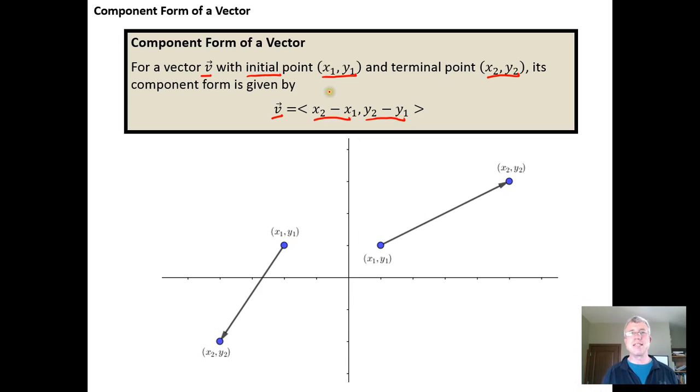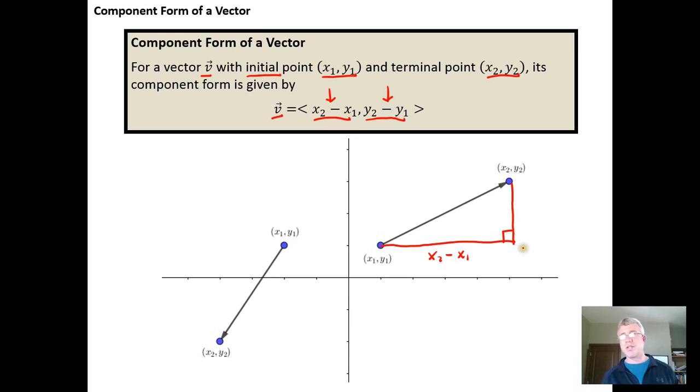And what we want to recognize is that this difference here is just a directed distance in the horizontal direction, and this is just a directed distance in the vertical direction. And what I mean by that is, let's take a look at these two generic vectors here. I have one with initial point x1, y1, terminal point x2, y2. And if I break this into a horizontal and vertical component, creating a right triangle, this distance here is going to be the distance in the horizontal direction given by x2 minus x1.